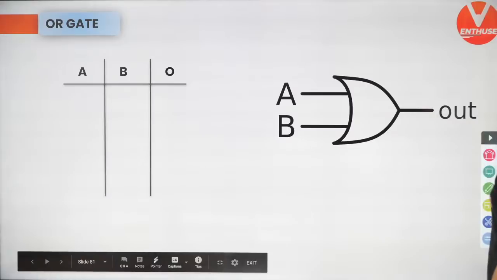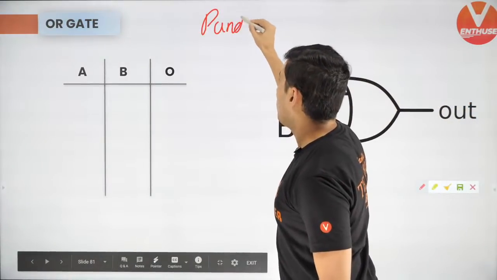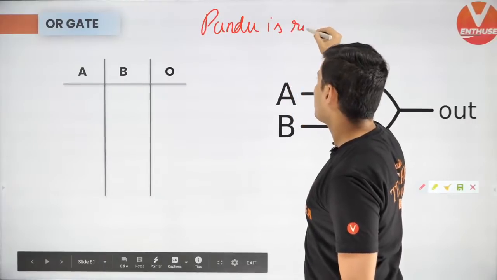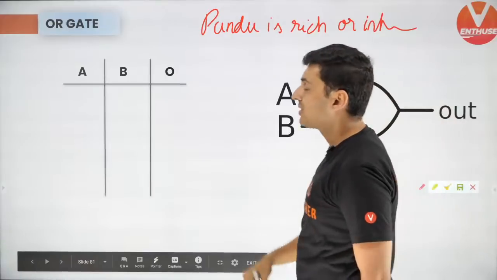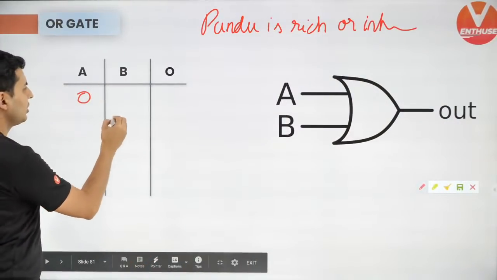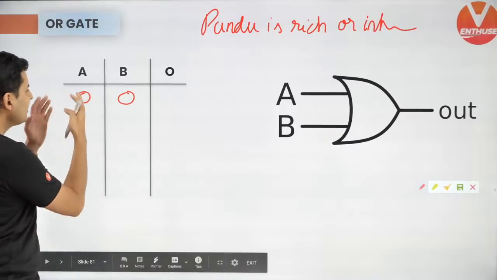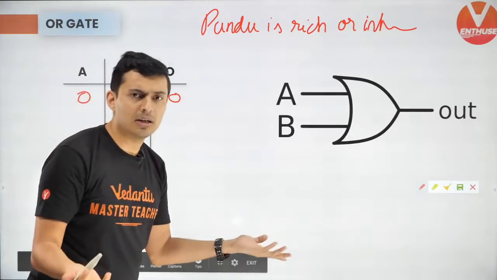Now, last one over here. OR gate. Pandu is rich or intelligent. You check Pandu is not rich. You check Pandu is not intelligent. Is he rich or intelligent? No. He is neither rich nor intelligent.